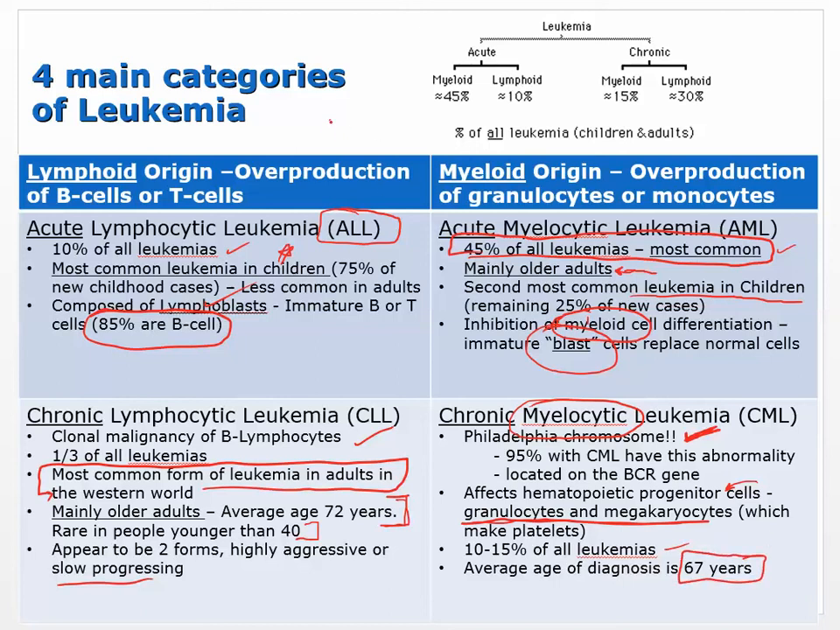So childhood is going to be the ALL, adults primarily the CLL. Acute is really the most common, but it's not quite as common in children as the ALL. And so that leaves mostly adults who are being affected by the AML. And yeah, 45%, most common leukemia. And then the CML, the main thing about that is this chromosome abnormality. Okay, so that's mainly who is getting this, the CML.